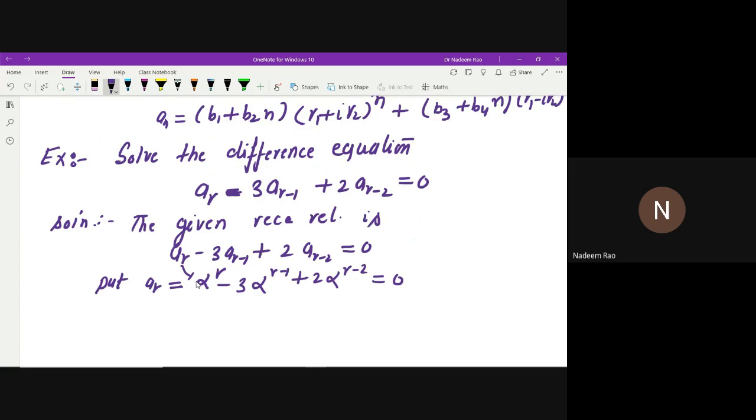Putting a_r equals alpha to the power r in the above equation, we divide this equation by alpha to the power r minus 2, and we will get alpha squared minus 3 alpha plus 2 equals 0. If you face some problem here, I'm doing the complete division.